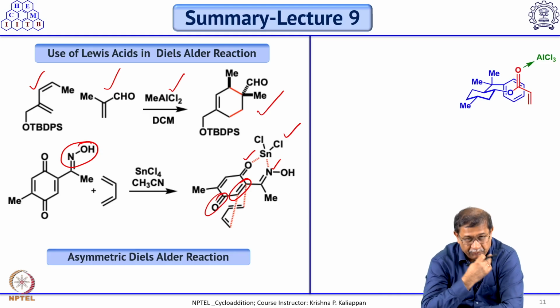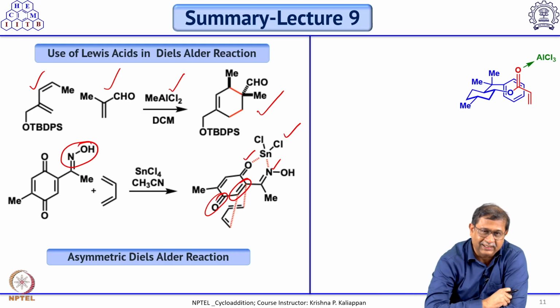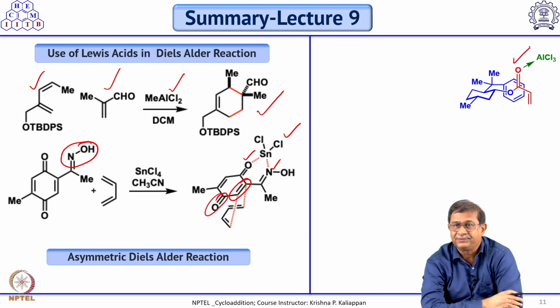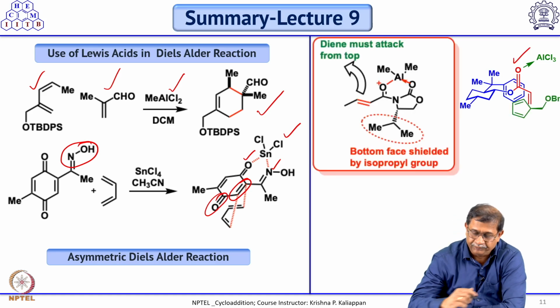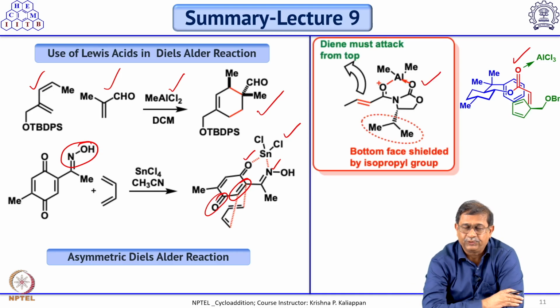So then we moved to asymmetric Diels-Alder reaction, where chiral auxiliaries and chiral ligands have been successfully used. We talked about the use of 8-phenylmenthol, reported by E.J. Corey in the asymmetric Diels-Alder reaction. Then we talked about the use of chiral oxazolidinone reported by Evans in the Diels-Alder reaction.